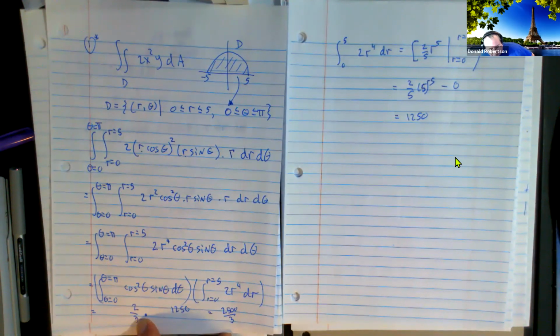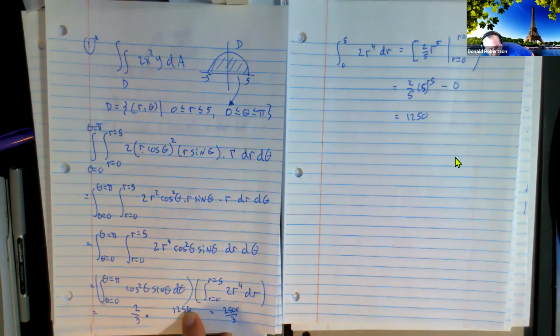2/3 was the first one. 1250 is the second one. I'm assuming that's 2,500 thirds. Right, back to this one. Is that right?